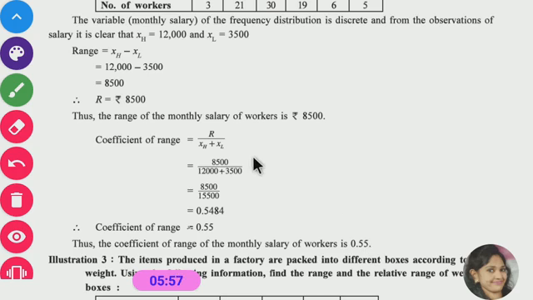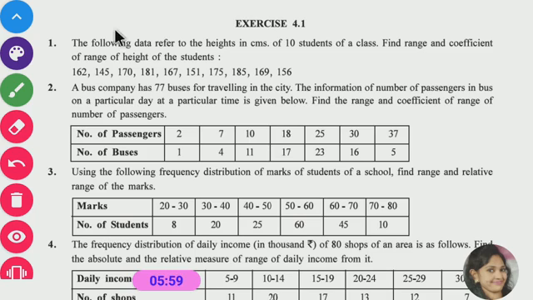See the sum. Here question number 2 is the same as example number 2. Here a company has 77 buses for traveling in the city. The information of number of passengers in a bus on a particular day at a particular time is given below.